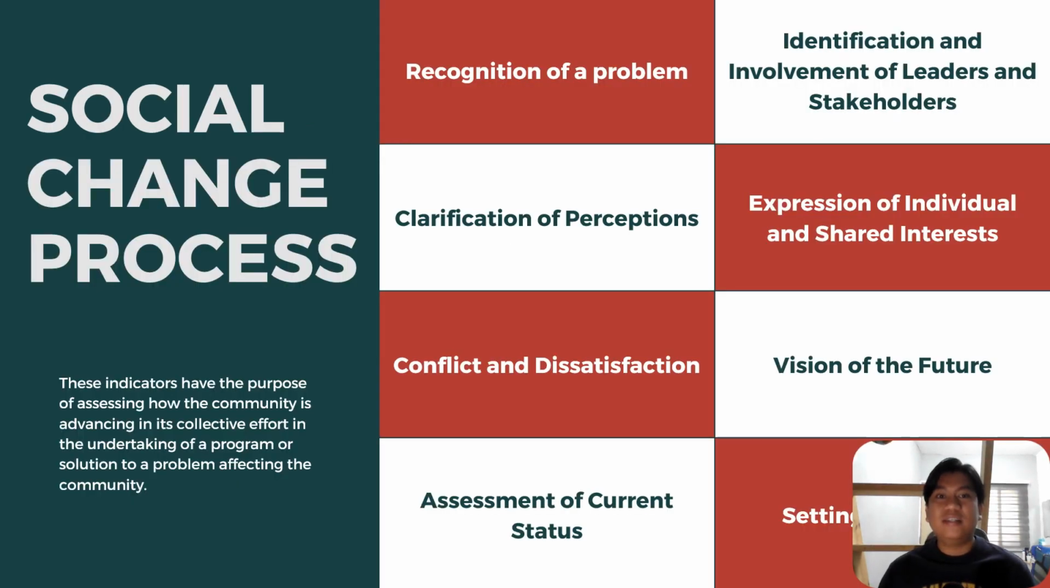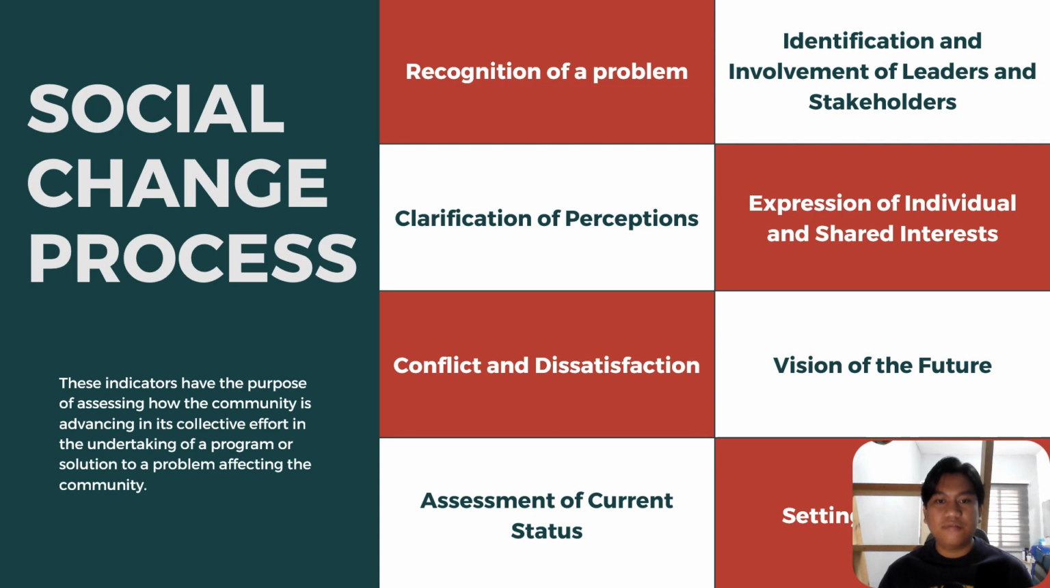Next is the clarification of perceptions. Following this round of community discussion, there ought to be a higher level of consensus and comprehension on the nature of the issues. Next is the expression of individual and shared interests. One objective of community discourse is to balance the requirement for consensus while optimizing participation in the topic at hand. Balancing the interests of individuals with the greater good of the community is another objective of dialogue.